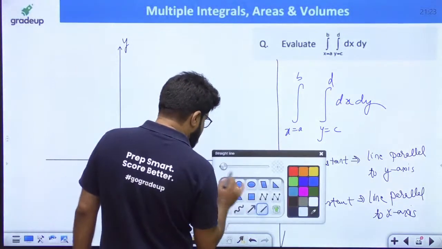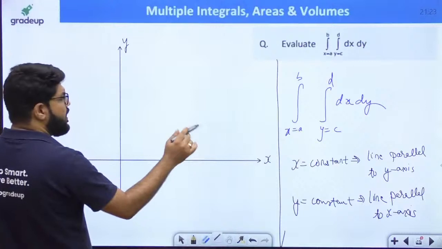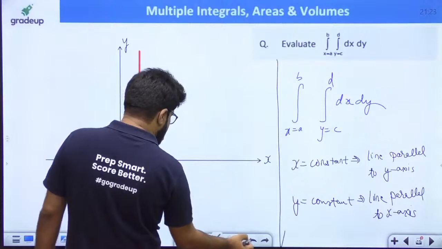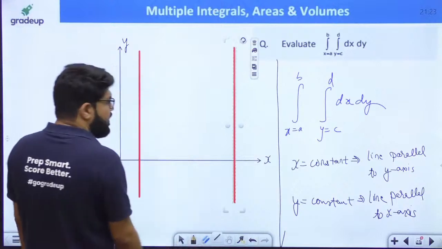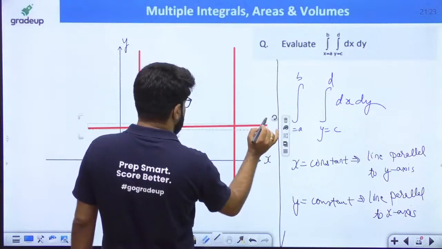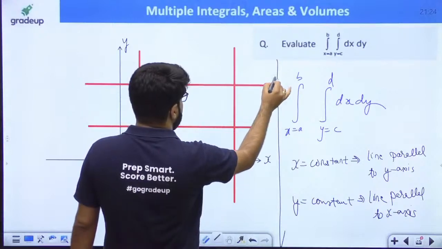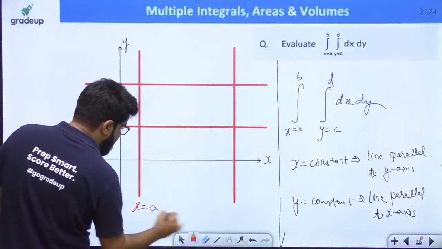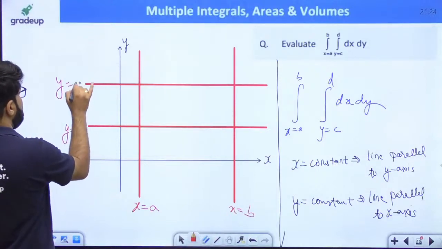So let me draw these figures and explain. x equal to a is a line parallel to the y axis. Then x equal to b is another line parallel to the y axis. Then y equal to c is a line parallel to the x axis, and another line up here is y equal to d. This is x equal to a, x equal to b, y equal to c, y equal to d.